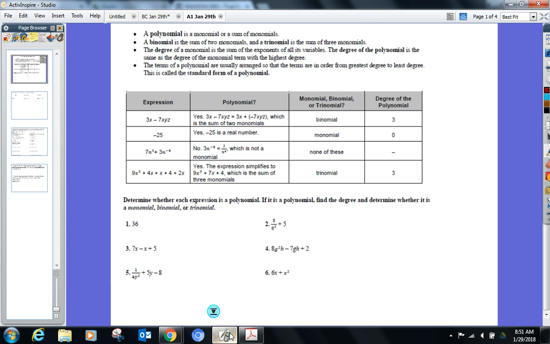Determine if it's a polynomial. I'll talk about how to decide that in a second. If it is, I need you to do a couple things. Find the degree and determine whether it's one of these three: a monomial, binomial, or trinomial. Okay? Everyone take a look at number one.